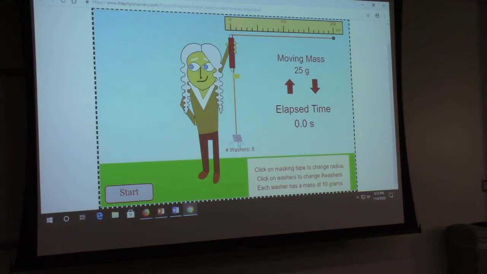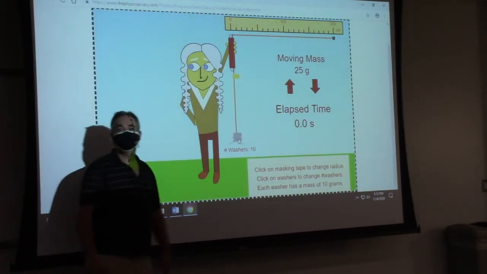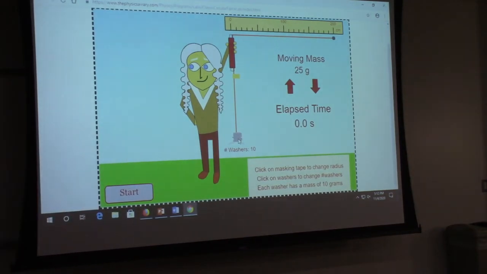Okay, so I've got 8 washers. Oh, so it went up to 10 that time. Sometimes it'll skip, like it'll go from 8 to 11. You've got to keep going and then come back. It doesn't just increment by 1. It's just a little glitch with the program.